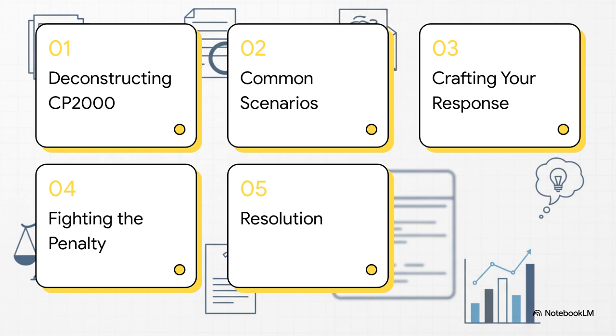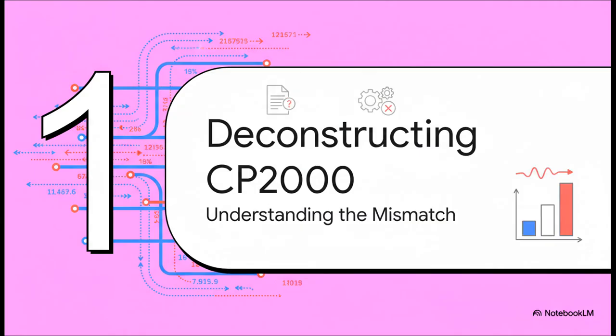So, to get you from that initial panic to a final resolution, here's our game plan. First, we're going to break down the notice itself. Then, we'll walk through 3 super common and kind of tricky scenarios. After that, we'll get into the nitty-gritty of how to write your response, how to fight that penalty they almost always add on, and finally, what happens at the end of it all. All right, let's jump into Section 1.